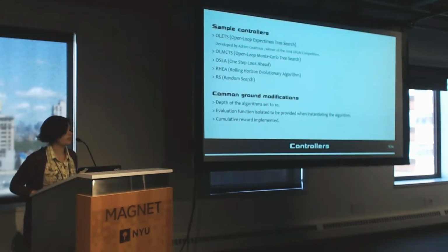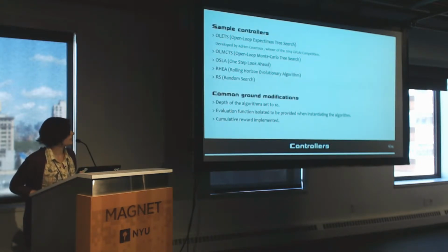The 5 controllers we took for the experiment are the one-step look ahead, which is one of the most basic algorithms available in the framework, apart from random, but that doesn't count. Then we chose 3 search based algorithms, which are OLETS and open loop MCTS, and then 2 evolutionary algorithms, which are rolling horizon and random search. I'm not going to get into detail on the algorithms because it could take me the whole talk. In the paper, they are briefly explained and referenced, so if you want to know about them, just check it.